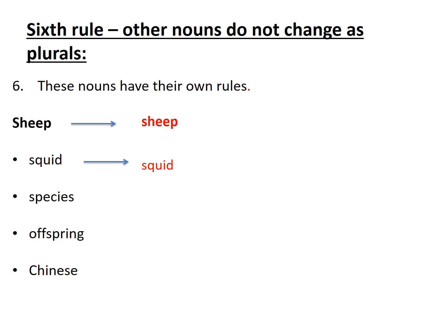So, as you might have expected, the plural of squid is squid. And species, it remains species. Offspring is still offspring. And Chinese, in its plural, it's a group of Chinese people or a Chinese person. You would never say Chineses.